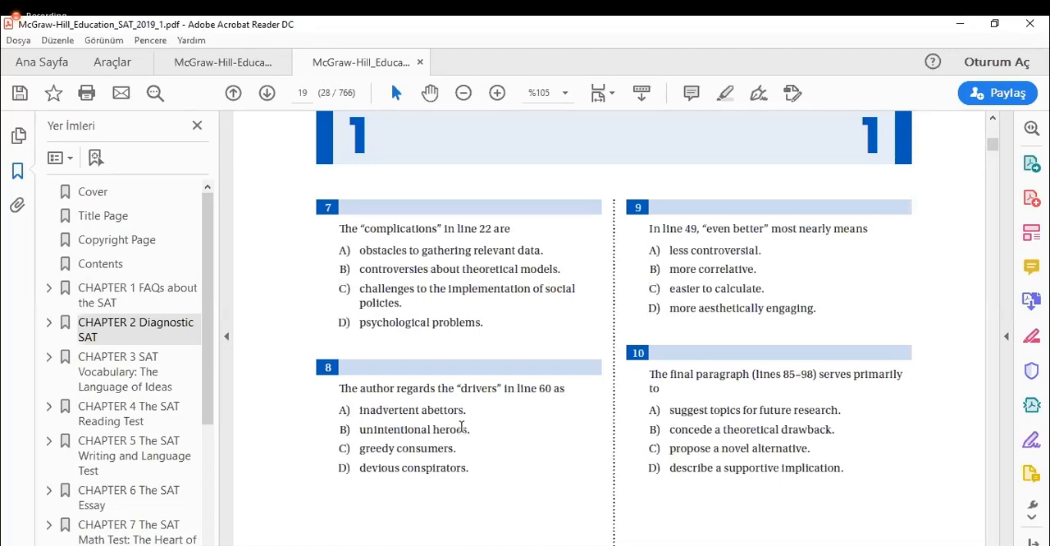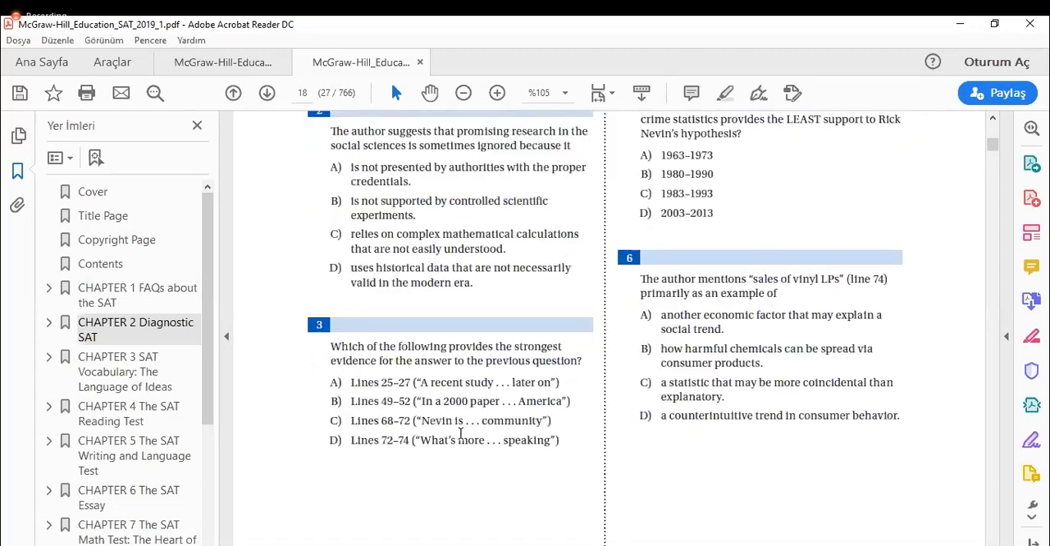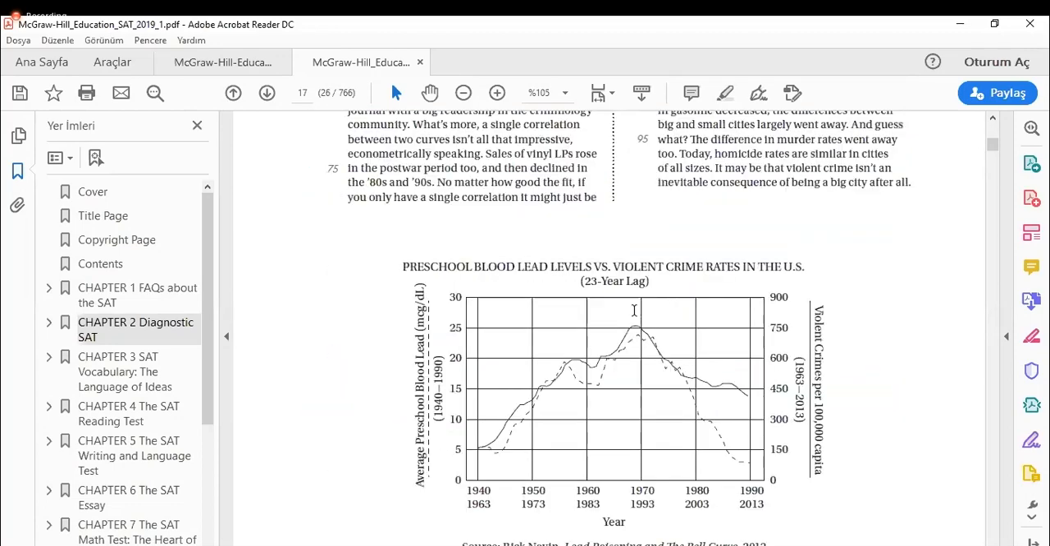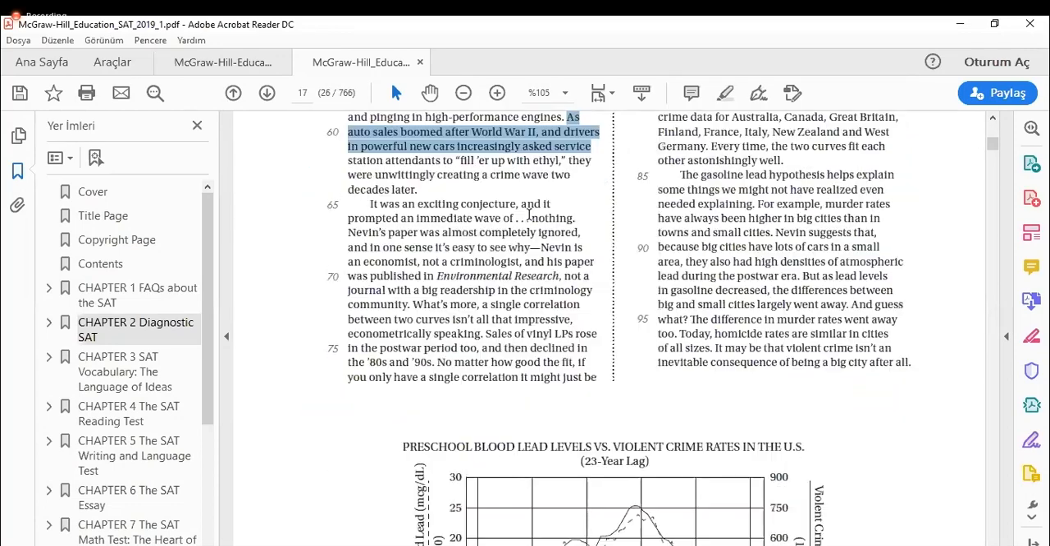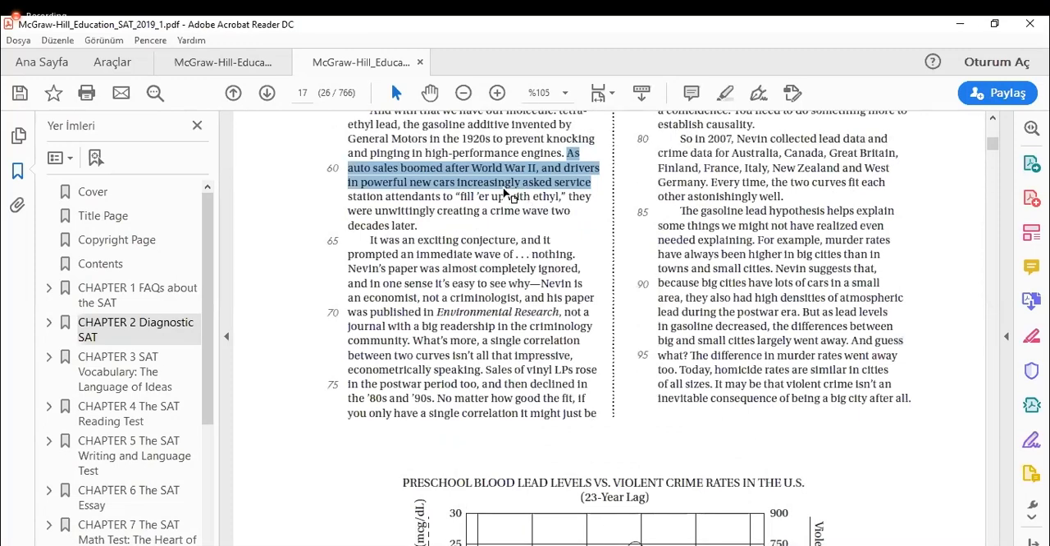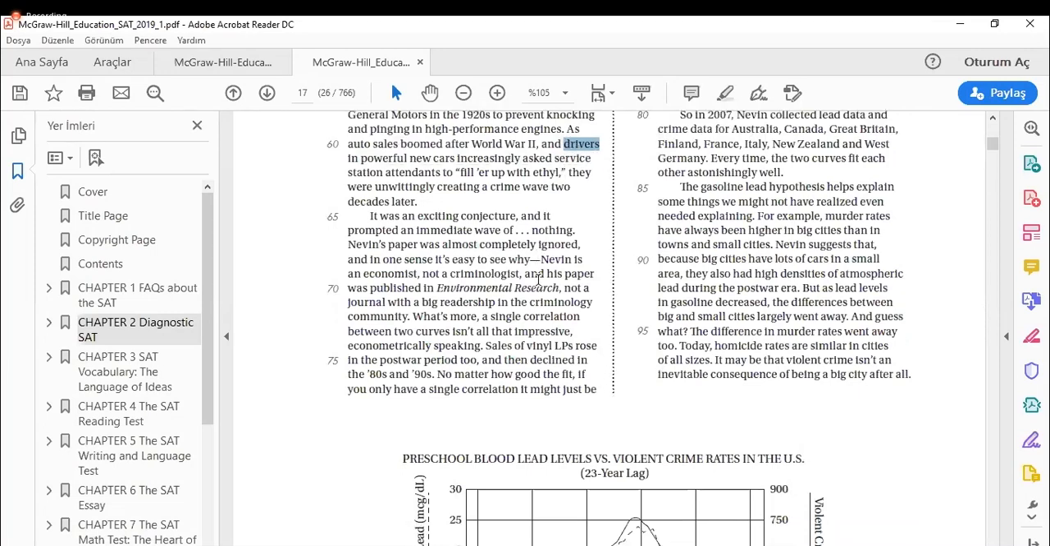It's probably A, sir. It was a crime, but they were not doing that on purpose. I'm thinking like this: it's not intentional, so it has to be A, because they are inadvertent drivers. They drive and they cause crimes without knowing. So it has to be A. Yes, sir. A.